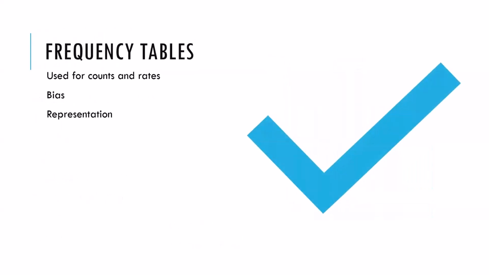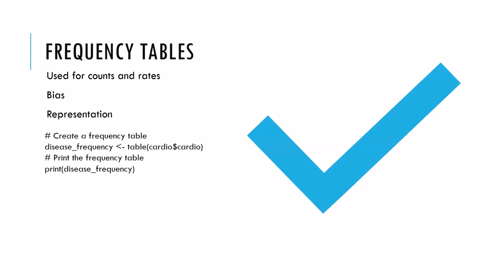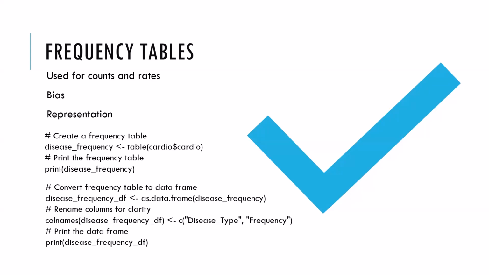You can also be doing frequency tables. I showed you an example already, but you're looking at counts and rates. It's a very good way to look for bias. You know, do you have equal numbers by gender, by race, by other factors that could be introducing bias into your sample? So really, how representative is your sample? So in your notes page, you can run a frequency table, and you can also convert that frequency table into a data frame and print that data frame.